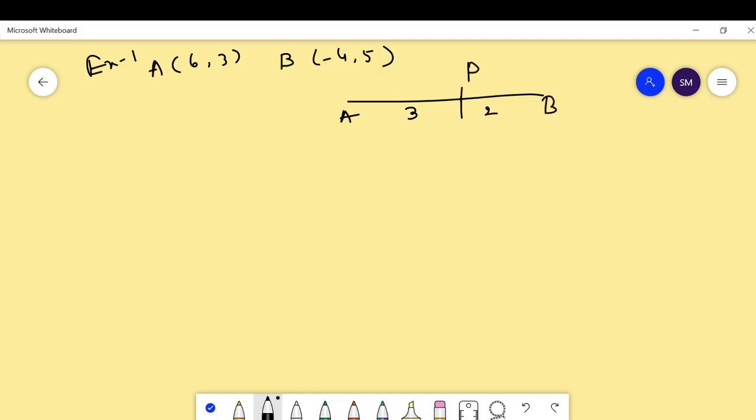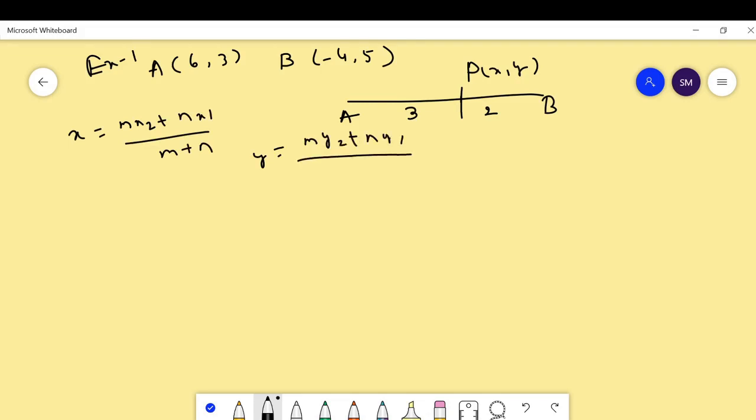Let the point be P. Then we have to find out the coordinate of point P. Let the coordinate of P be X and Y. Recall the formula: X is equal to (M X2 plus N X1) upon (M plus N), and Y is equal to (M Y2 plus N Y1) upon (M plus N).